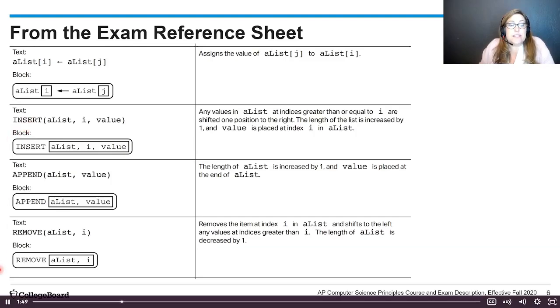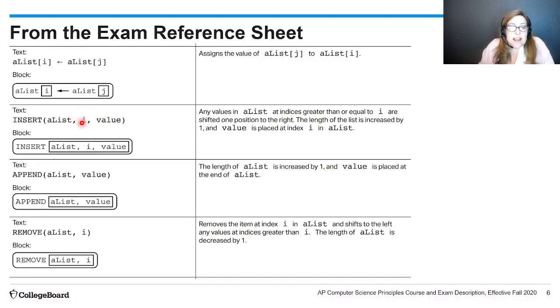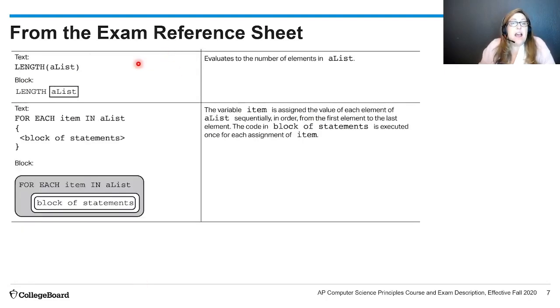I can also do some procedures here, like an insert. I can insert a value into a list at index I, and when I do so, whatever was at I and everything after will shift one space to the right. I can append a value to the end of a list, and I can also remove the element from a list at index I. If I do so, anything that was to the right of I will now shift one position to the left. I can also find how many elements are in a list by doing length of the list. And one way to traverse a list is by using for each item in a list.